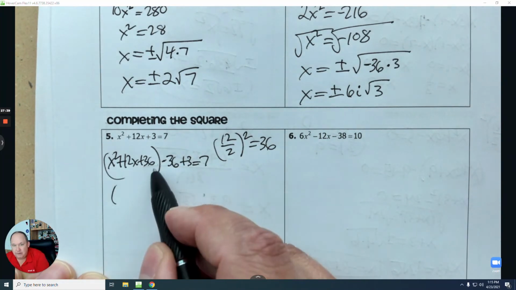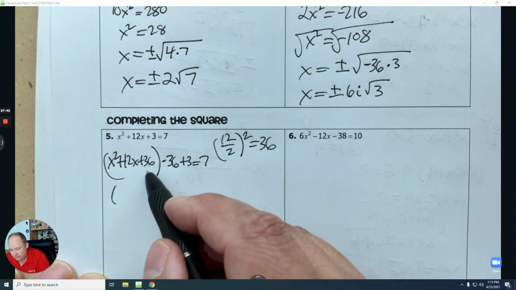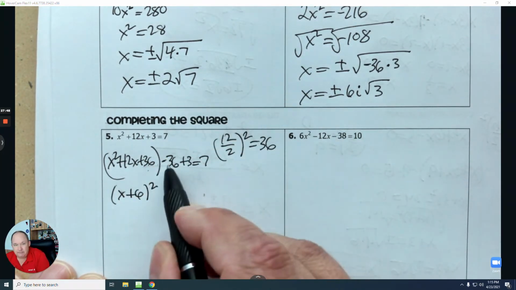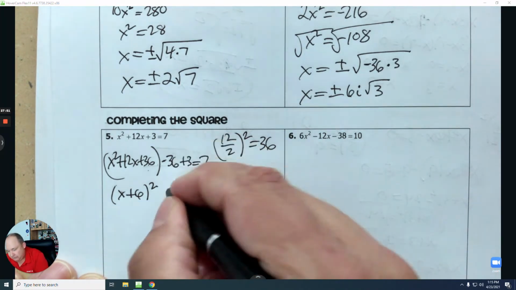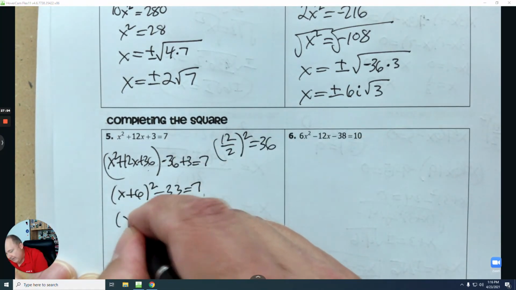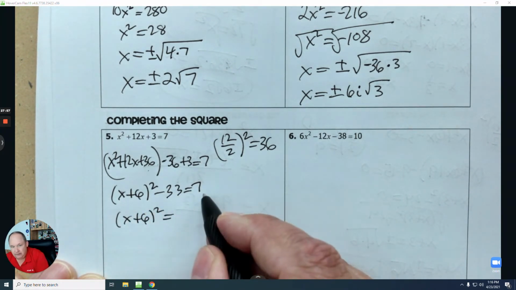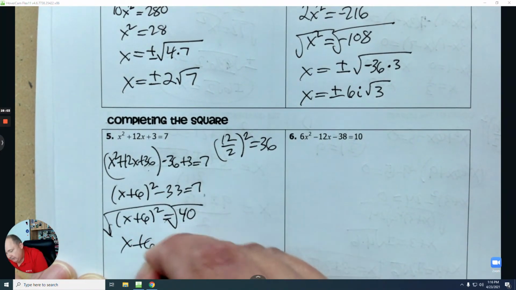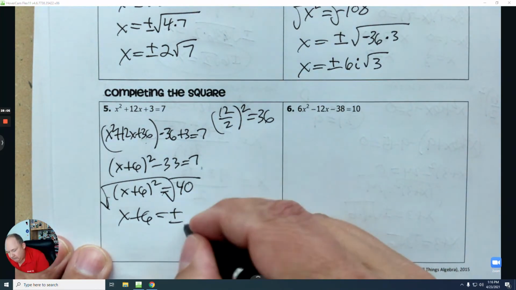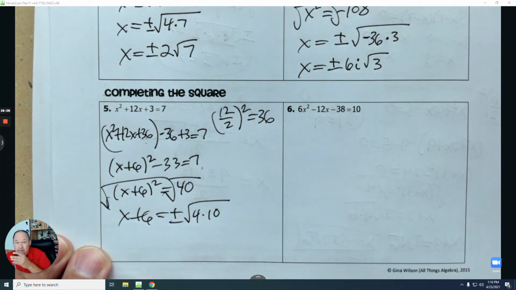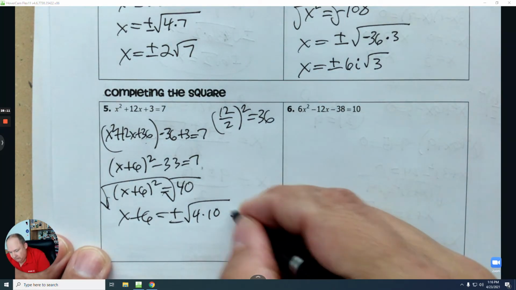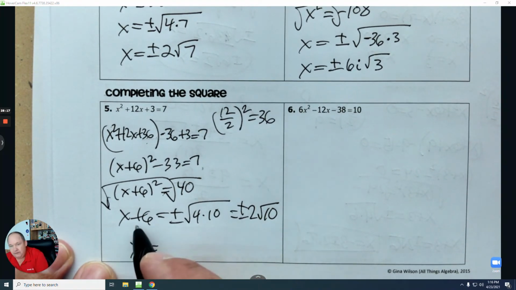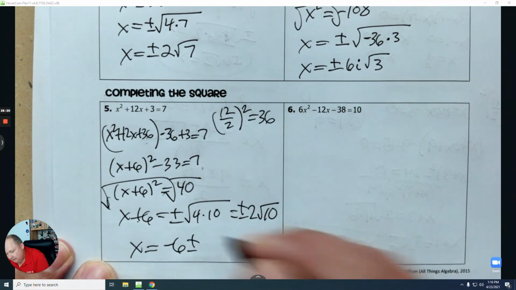So what's inside the parentheses is factorable. Two numbers that multiply to 36, the same two numbers add to 12. So that's 6 and 6. Then I'm going to combine like terms. So negative 36 plus 3. And then I'm going to add 33 to the right side. So 7 plus 33. And then I'm going to take the square root to both sides. So again, the answer could be positive or negative. 40 is not a perfect square, but I can simplify it. 4 times 10. So the square root of 4, and then what's left over is root 10. The last step to get x by itself is to subtract 6. And then you have your solution.